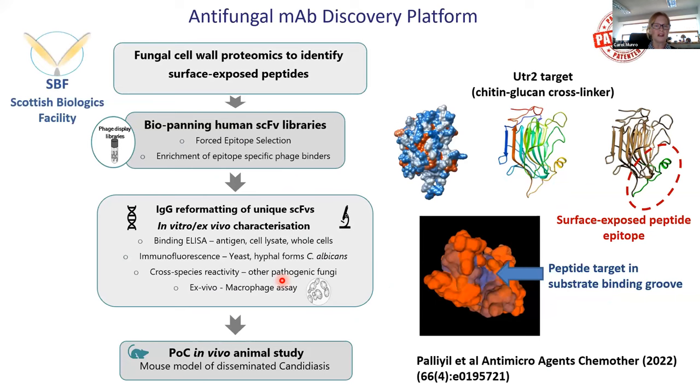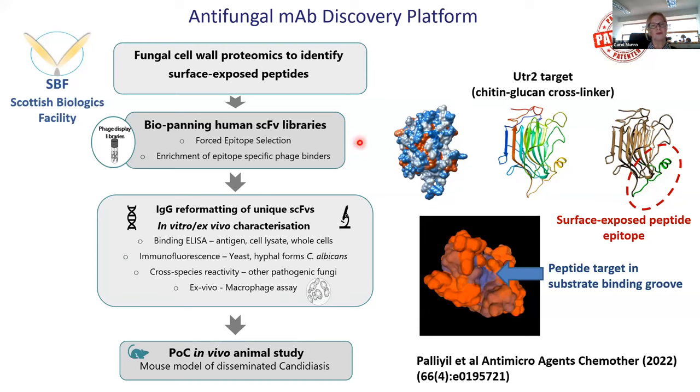So this is where we turn to the expertise of the Scottish Biologics Facility to identify and isolate antibodies against these targets. I just want to show you, first of all, the example of the UTR2 target peptide, which lies in this sort of external loop of the protein here. And if you look at the homology models of the UTR2 protein, the peptide that we selected actually lies in the substrate binding groove of the enzyme.